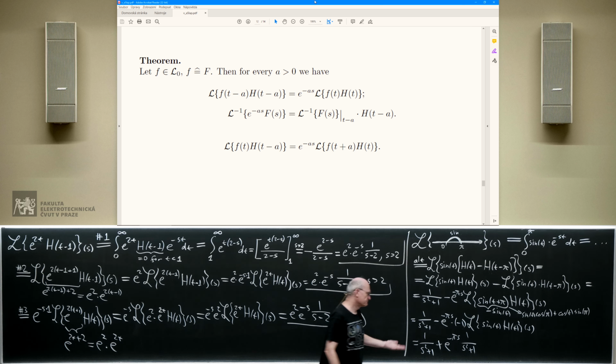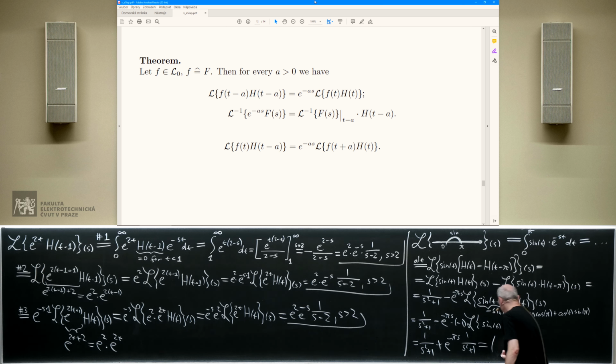And that's it. If you want, it's not necessary, but perhaps it's elegant. We can write it as 1 plus the exponential times 1 over s squared plus 1. Is it better? I don't know.